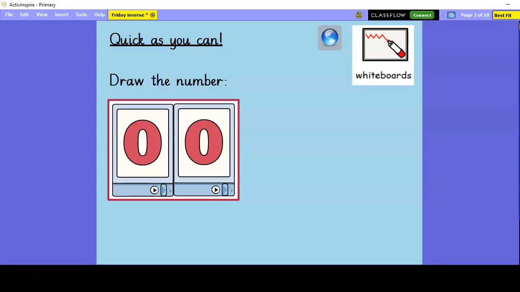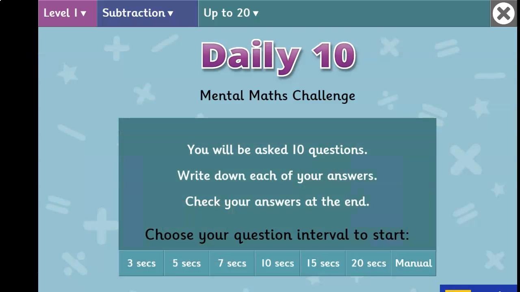Okay guys, we're going to do our warm-up again. Grab yourself a spare piece of paper and a pencil and press pause until you've got them. Ready.